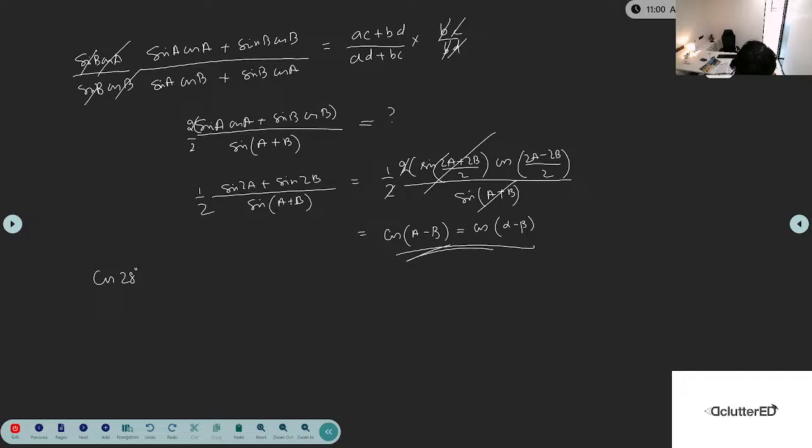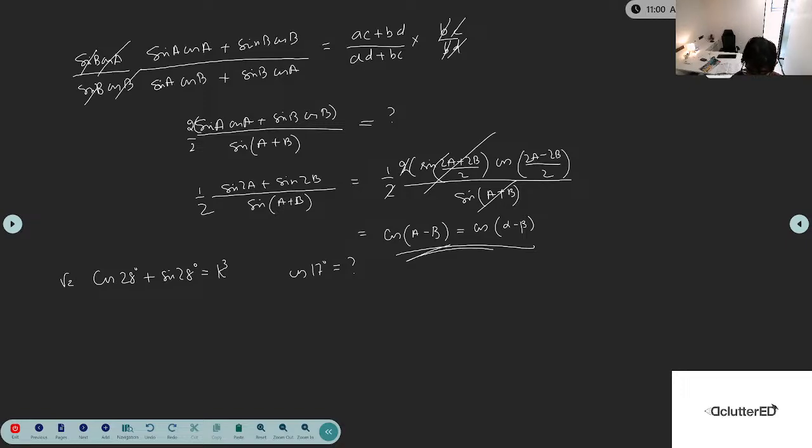Cos 28 degrees plus sine 28 degrees is k cube. Then we are asked what the value of cos 17 degrees is. Alright, take a couple of minutes, use the concepts that we had studied and try getting this answer.